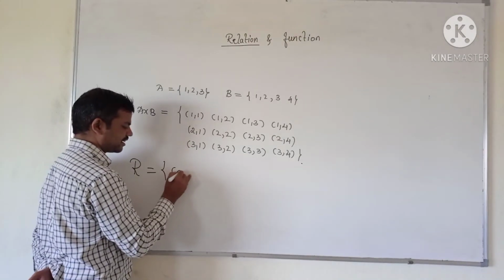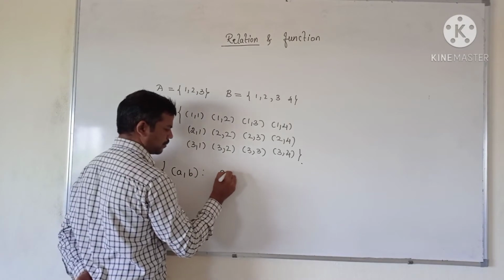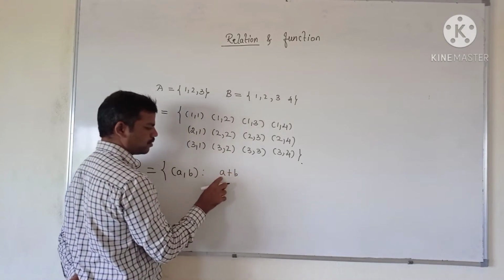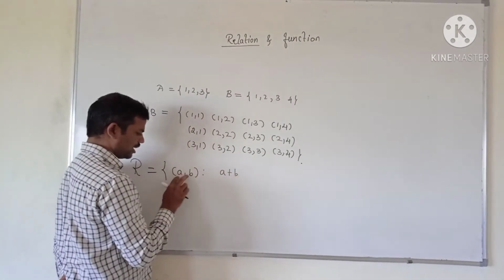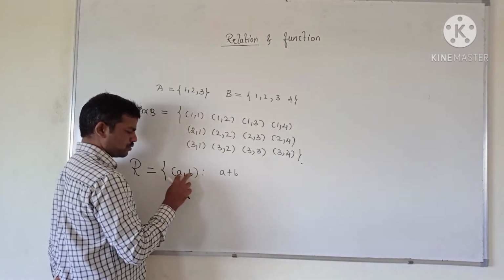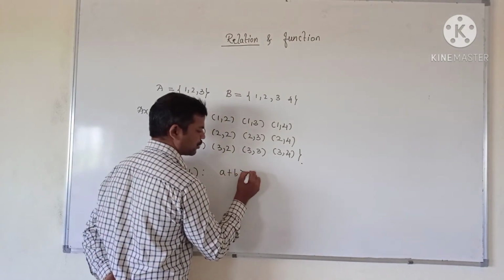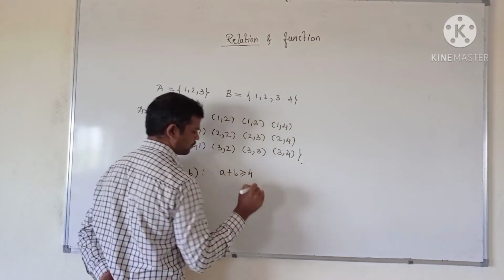So we will take that is A comma B such that A plus B. So sum of the two numbers. So two elements are there, no? First element and second element. Sum of those two, first and second element, should be greater than or equal to 4.